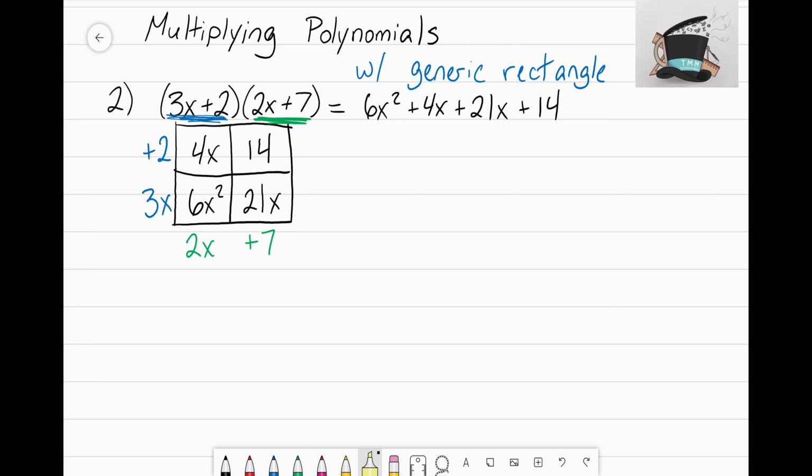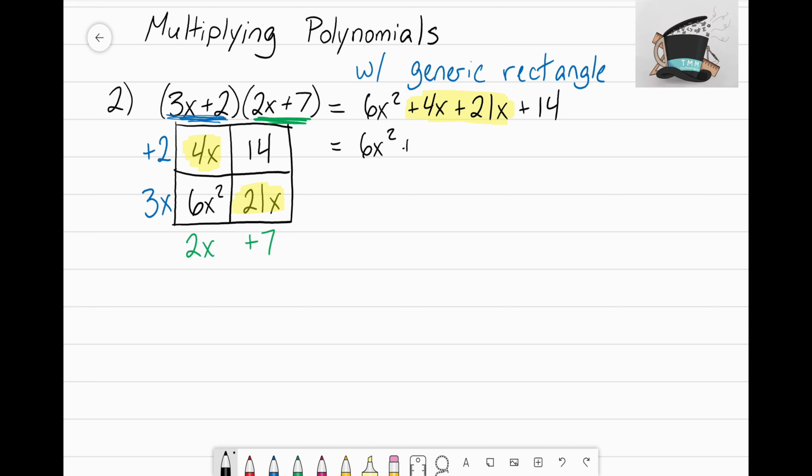Our final step here is that hopefully we can notice that I have 4x plus 21x. I can actually combine those two terms because those are like terms. If it helps you to see back in our box here, those are the two terms that I want to combine. They both have x's. What I can't do is combine the 6x squared with them as well, because x squared cannot be combined with just a single x variable.